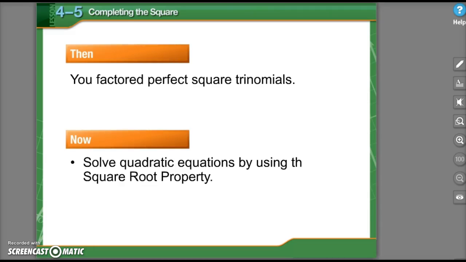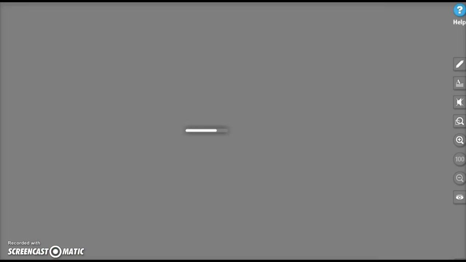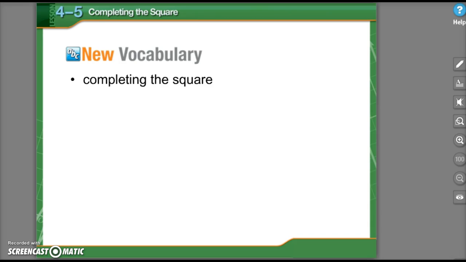So, in previous lessons, we've already factored perfect square trinomials. If you don't remember how to do that, there's a poster in the classroom that shows the formula for perfect square trinomials. In this lesson, we are going to solve quadratic equations by using the square root property and solve quadratic equations by completing the square. Here's some new vocabulary: completing the square, only one word this time.